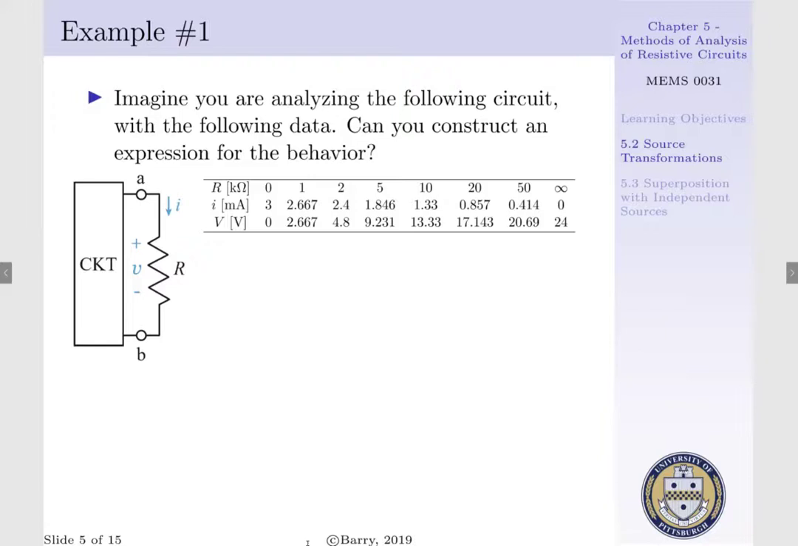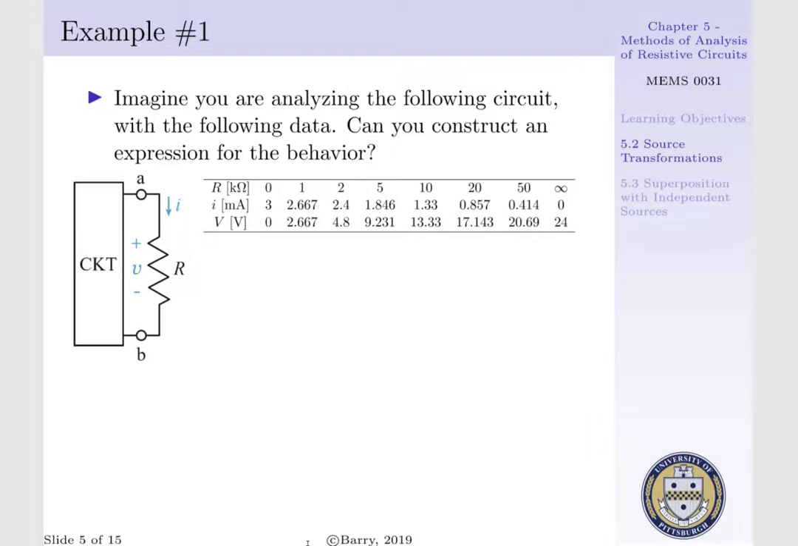Now let us consider example 1, where we have a circuit that contains an unknown source. That is, we could have an ideal voltage or an ideal current source, and that source is connected to a resistor R. We are able to vary R between a value of 0 and infinity, and we can measure the voltage potential established across R by placing a voltmeter at terminals A and B.